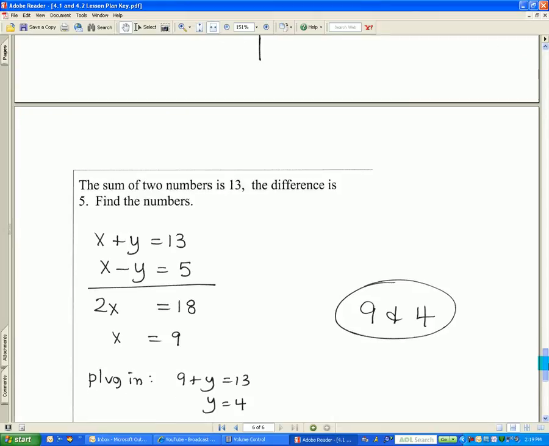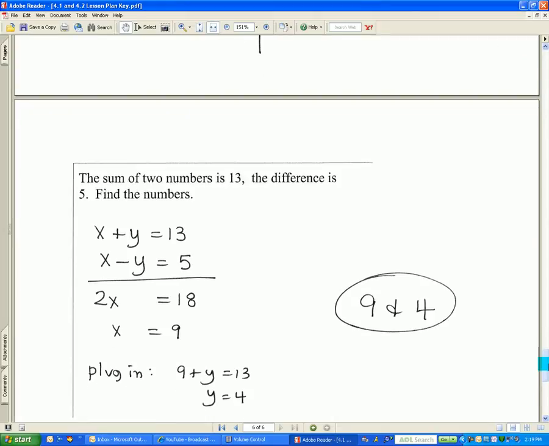All right, find two numbers whose sum is 13 and whose difference is 5. Now, you could do this problem by guessing, but a better way to do it would be to use what we've just learned about systems. Let's call one of the numbers x and the other number y. If the sum of two numbers is 13, x plus y equals 13. Difference means subtraction, so x minus y is 5.